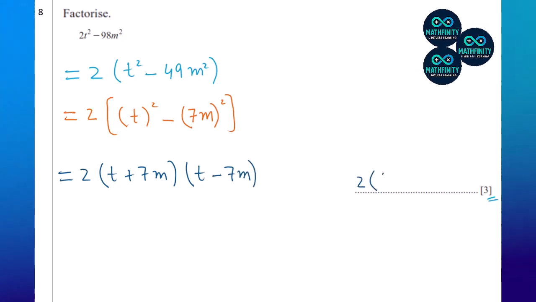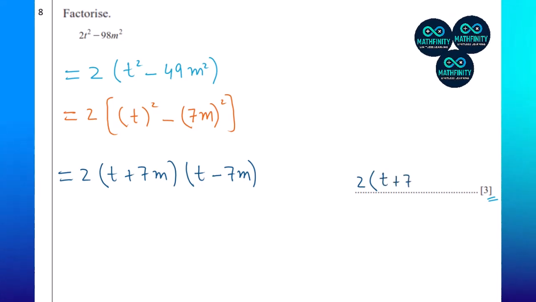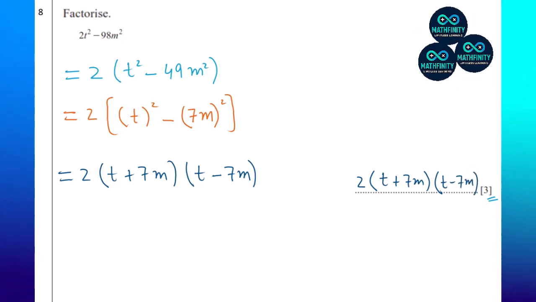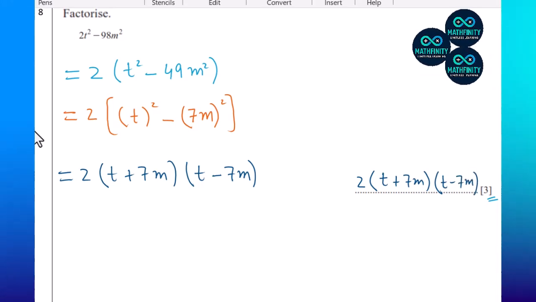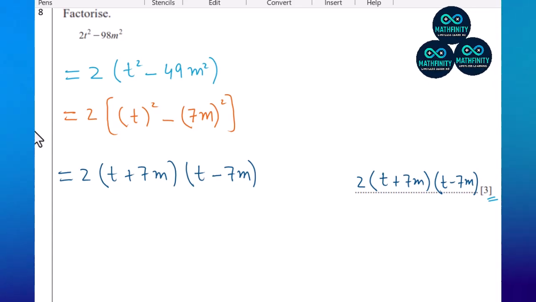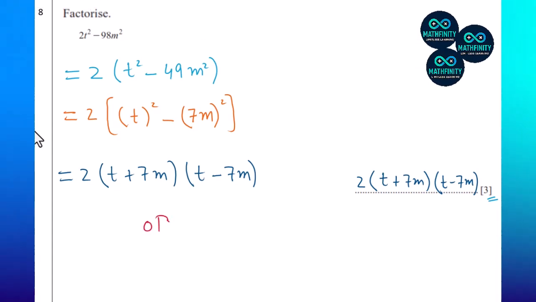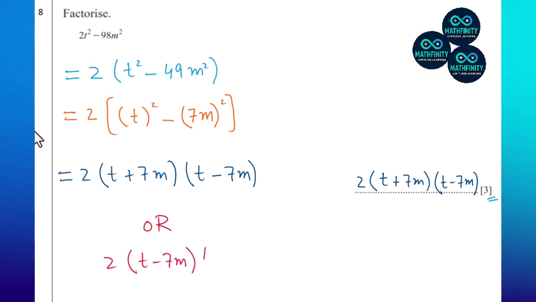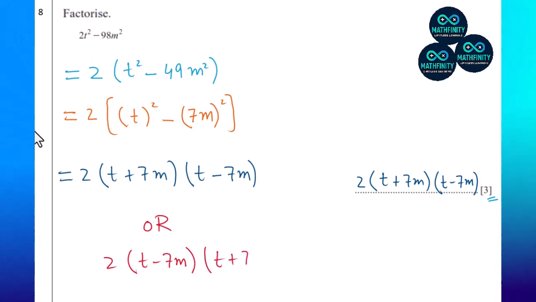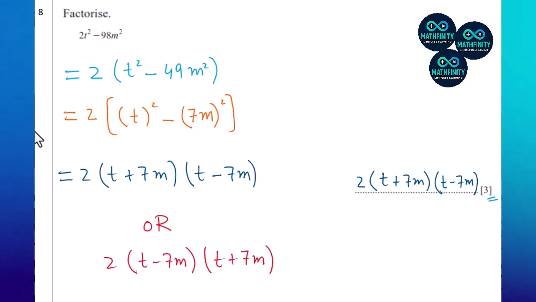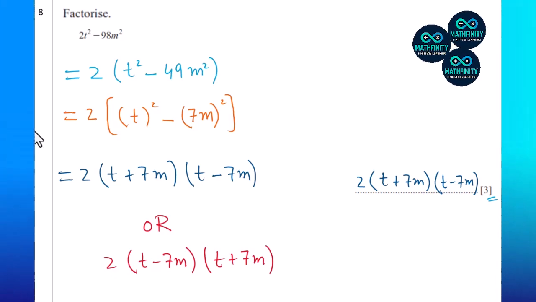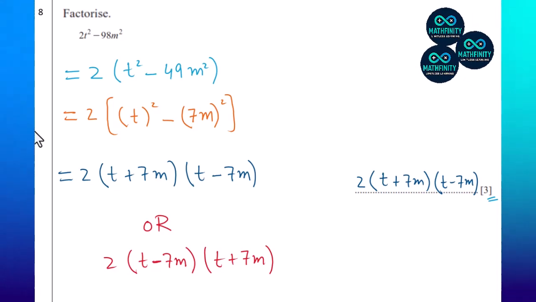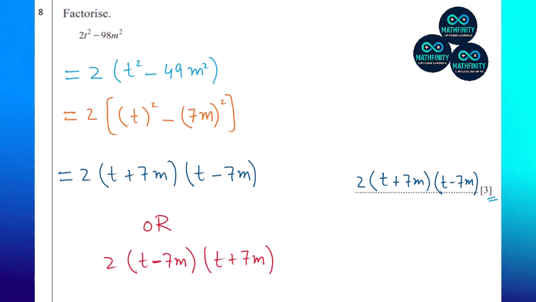This is the final answer. Some students will ask this question: can we change the position of the bracket? Yes, you can change the position, like 2(t − 7m)(t + 7m). Order doesn't matter. In multiplication, you can change the order of the brackets. So don't get confused whether you write positive first or negative first, it doesn't matter.